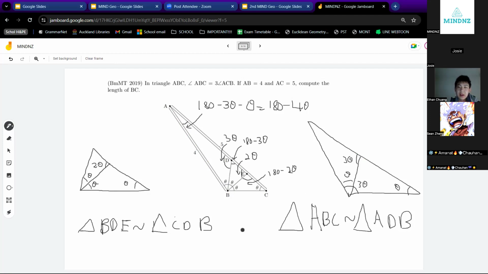Yeah, so I'll just tell you guys right here, I think these are the only two similar triangles you need. So you can stop looking for similar triangles now and try to do some ratio chasing. Just list out the ratios and have a play around with them. AB over AC does equal 4 over 5, yes.